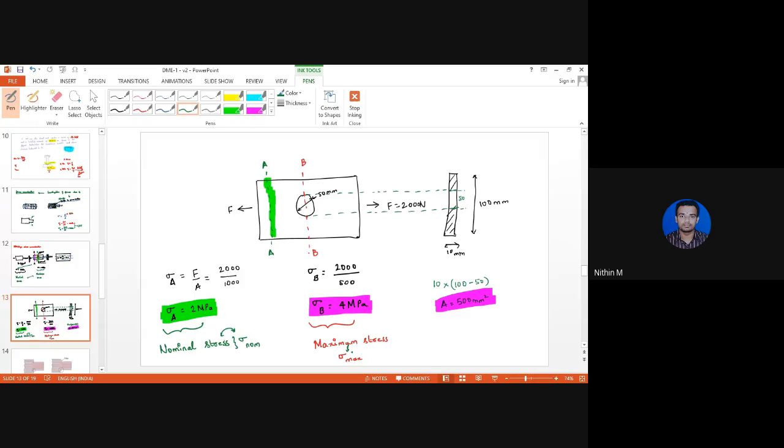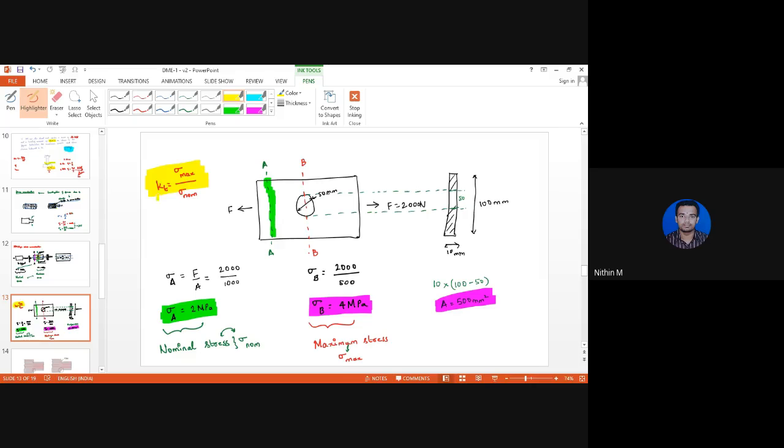Is this concept clear? Yes, sir. Okay, fine. Now, if we take the ratio of maximum stress to nominal stress, this ratio is called the stress concentration factor.